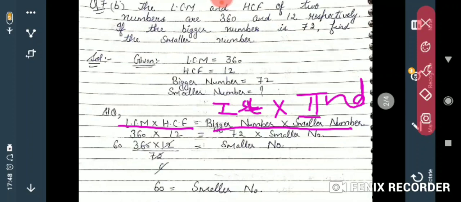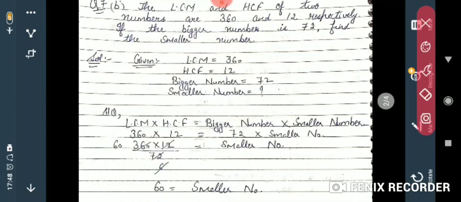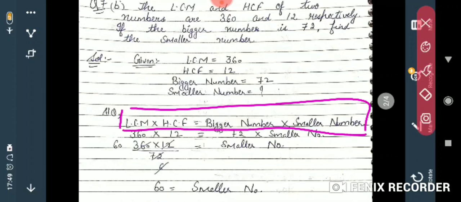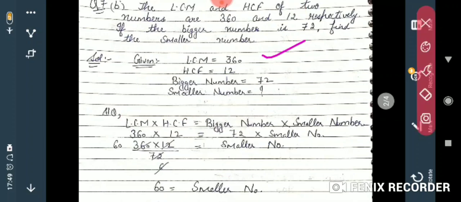But here the bigger and smaller numbers are given, so I have written here bigger number multiply smaller number. Otherwise you can write first number multiply second number. Please, you have to learn this formula, that LCM multiply HCF equals bigger number multiply smaller number. So LCM given 360, HCF given 12, bigger number 72. What you have to find? A smaller number. So 360 multiply 12 as it is.